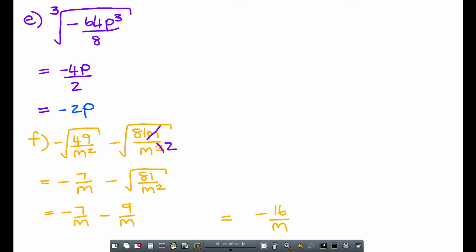Yes. Okay, and now because of that, I can say square root of 81 will give me 9, and square root of m squared will give me m. Right, now both of these have got a denominator of m. So they are like terms. So I can go and subtract. So minus 7 minus 9 gave me minus 16, and it's still over the same denominator because when we add or subtract fractions, the denominator stays the same. So minus 16 over m.